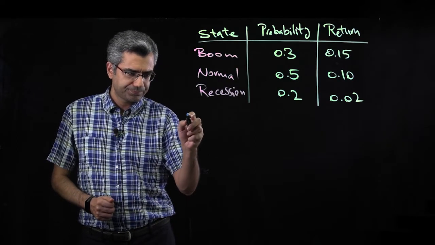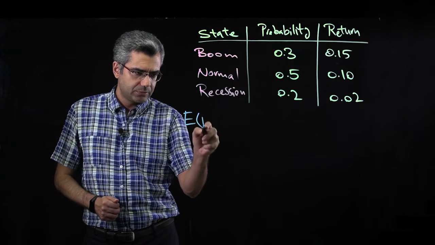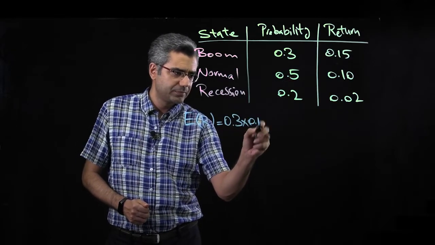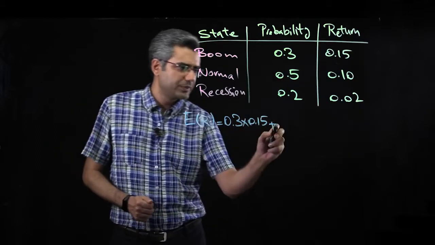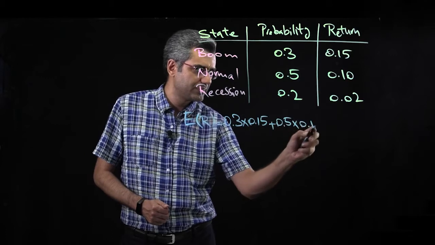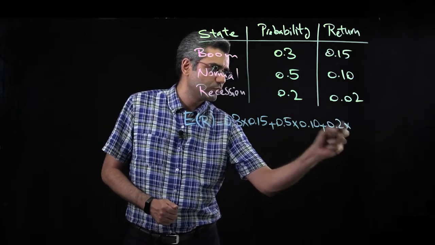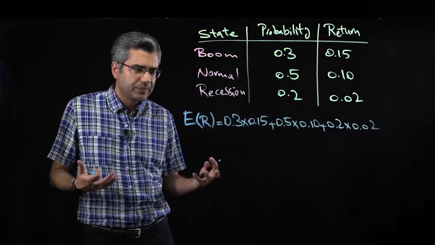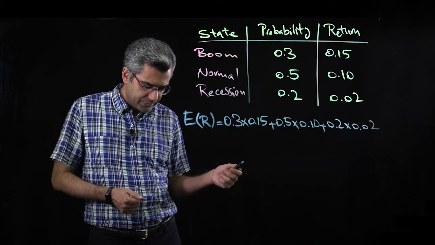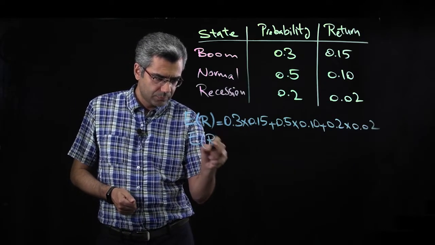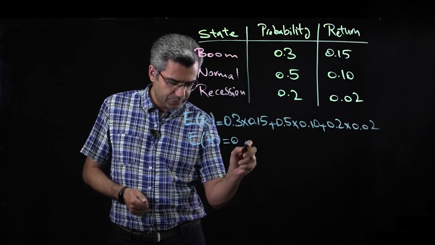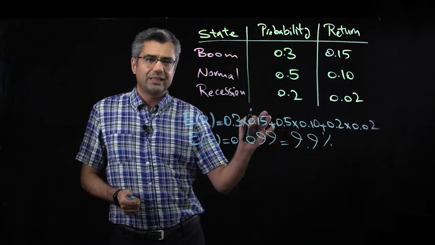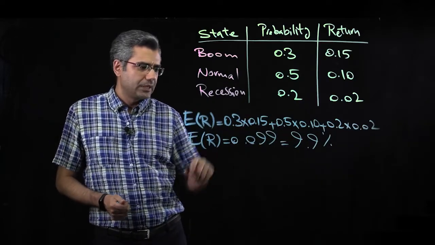The expected return, let's say return, is 30% is the chance to have 15% return, plus 50% is the chance to have 10% return, plus 20% is the chance to have 2% return. So this multiplied by this, plus this multiplied by this, plus this multiplied by this will give you the expected return. If you do the calculation, it will be 0.099 or 9.9%. So this is, let's say, the average return, the expected return of this stock.